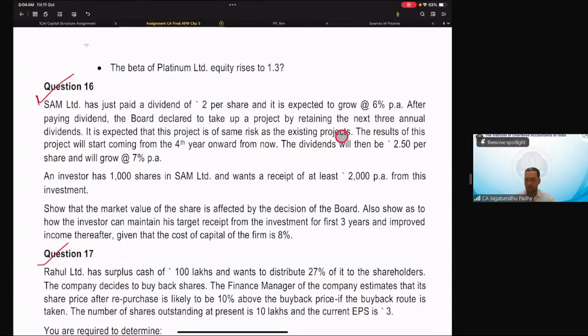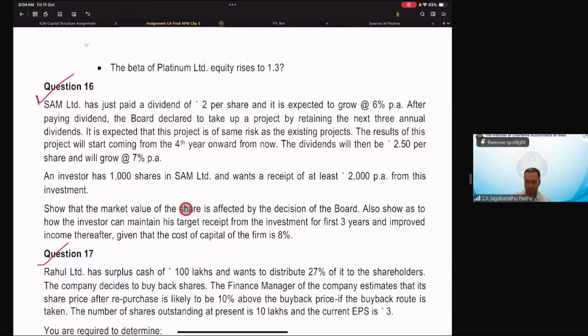Dividends will then be 2.5 per share, and it will grow at 7% per annum. The dividends will be then 2.5 per share, and it will grow at 7% per annum. An investor has 1,000 shares in Sam Limited and wants a receipt of at least 2,000 per annum from this investment. So an investor is having 1,000 shares and it wants a receipt of at least 2,000 per annum from this investment.